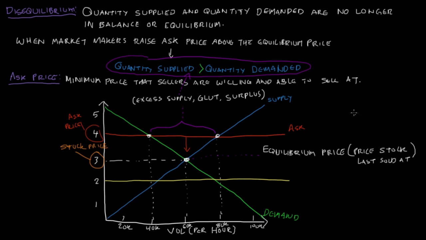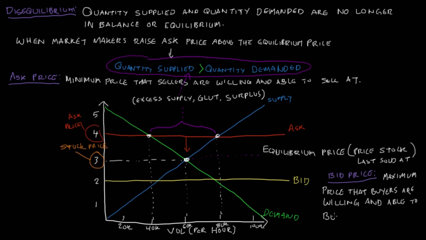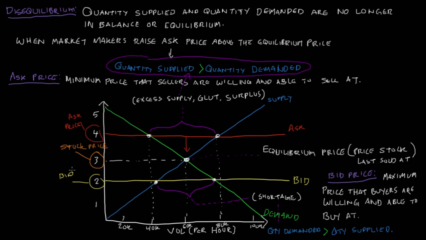So what happens when the market maker sets the price of the bid far below the equilibrium price? Any price set below the equilibrium price means that quantity demanded now exceeds quantity supplied, which is what we call a shortage, as we can see here. The quantity demanded is exceeding the market equilibrium. The price that is usually set below the equilibrium price by market makers is our bid. And the bid is the maximum price that buyers are willing and able to buy at.